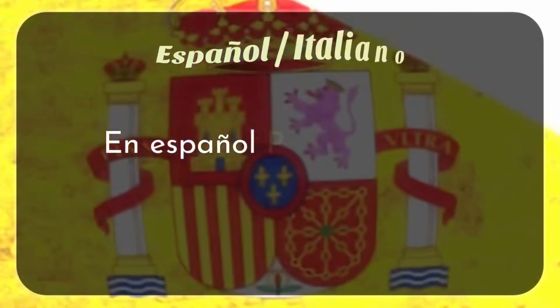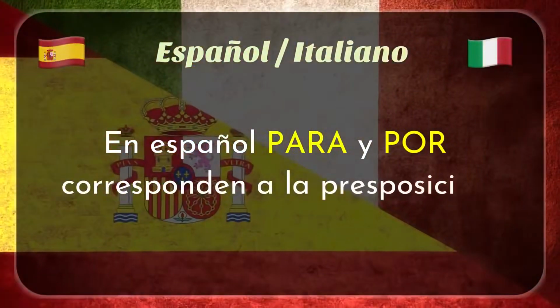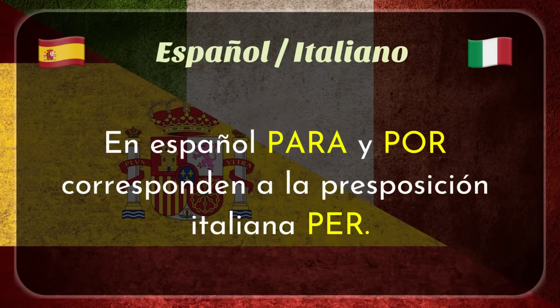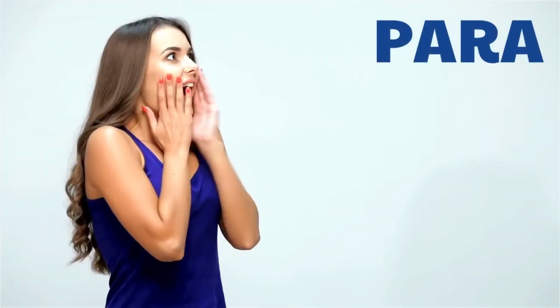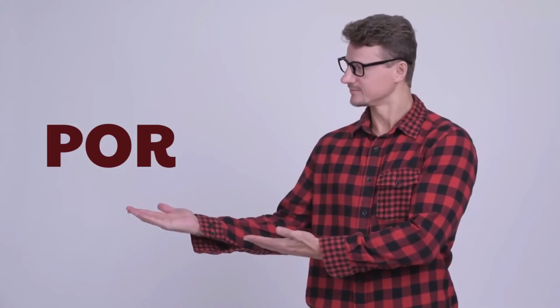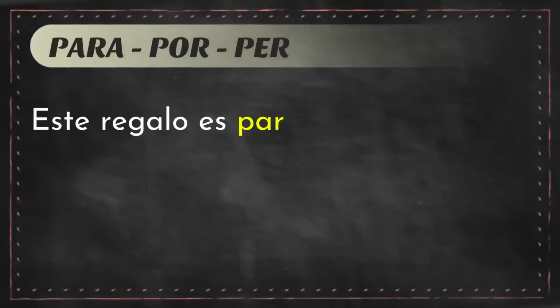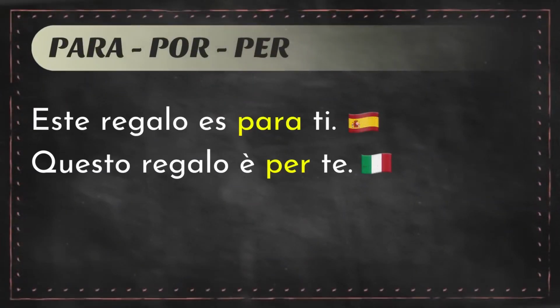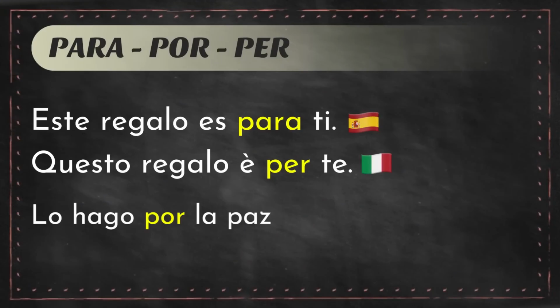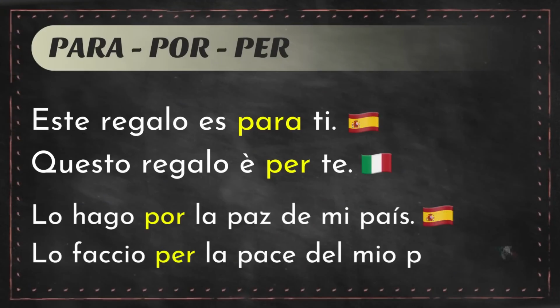In Spanish, para and por correspond to the Italian preposition per. Para is generally related to purpose, while por is generally related to the idea of transit, or as a complement in the passive voice, among others. This gift is for you. I do it for my country's peace.